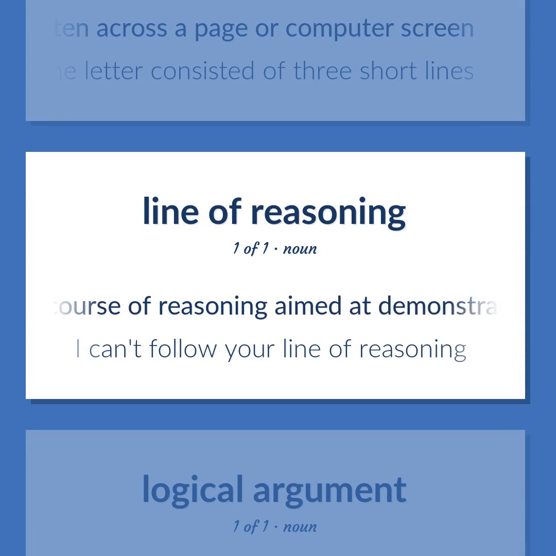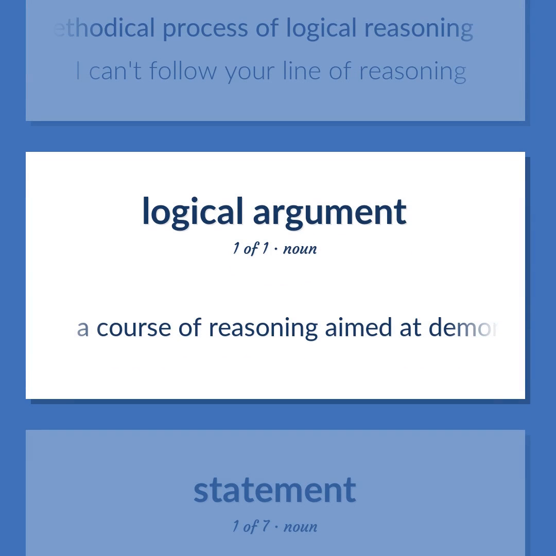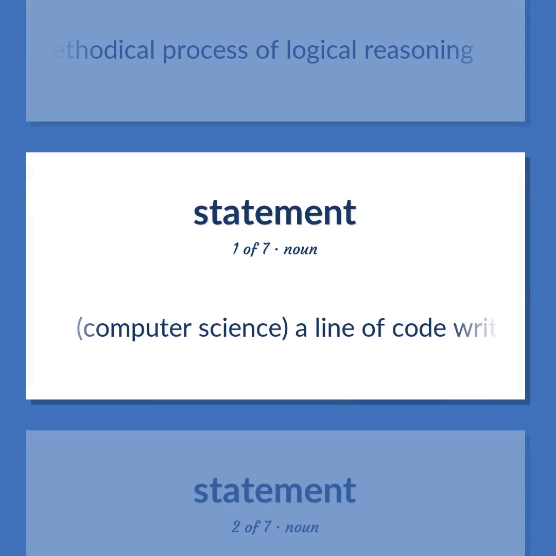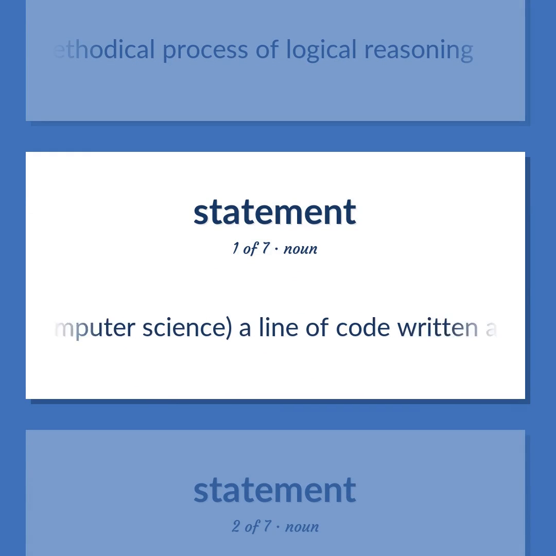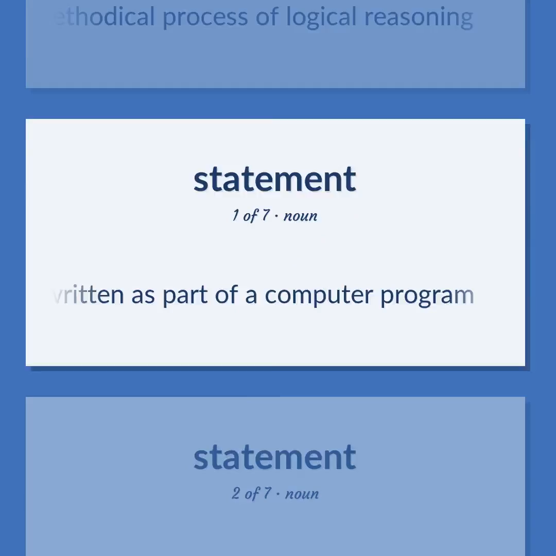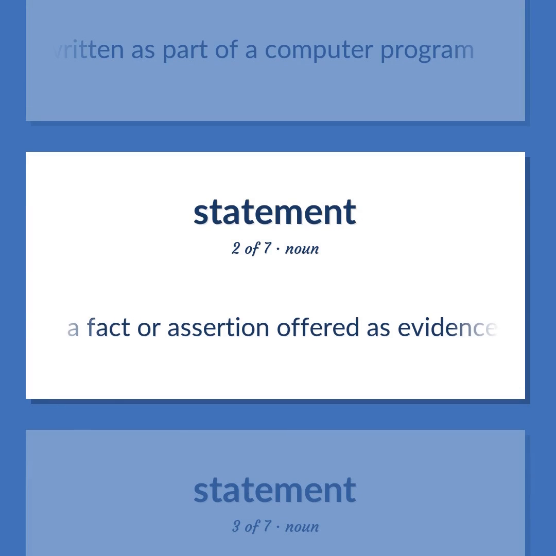A course of reasoning aimed at demonstrating a truth or falsehood. The methodical process of logical reasoning. I can't follow your line of reasoning. Computer science. A line of code written as part of a computer program. A fact or assertion offered as evidence that something is true.